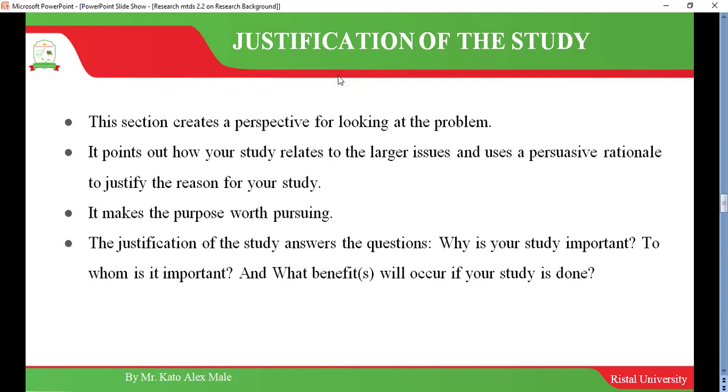The justification of the study answers the questions: why is your study important, to whom is it important, and what benefits will occur if your study is done. In other words, it shows the importance of your study findings. Also, it can show the risk at which the communities are if this study is not carried out. That is the justification, or call it the significance of the study.